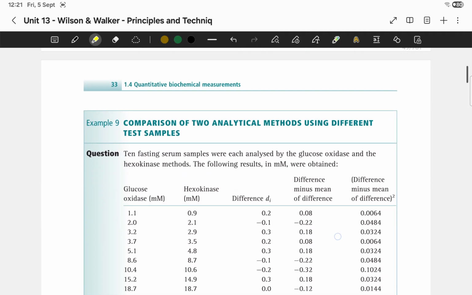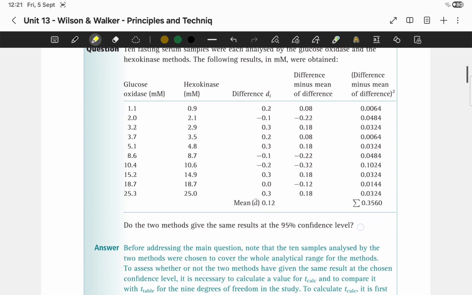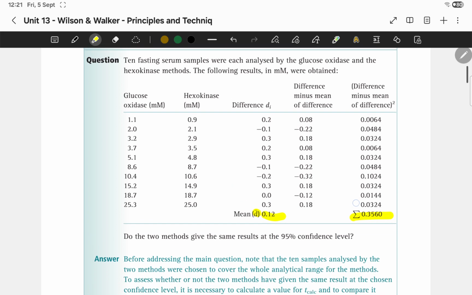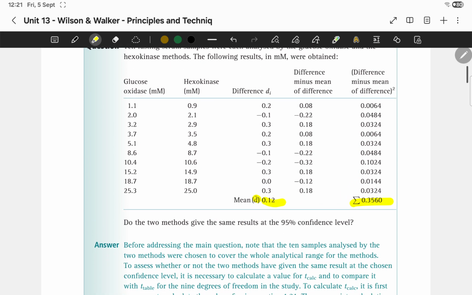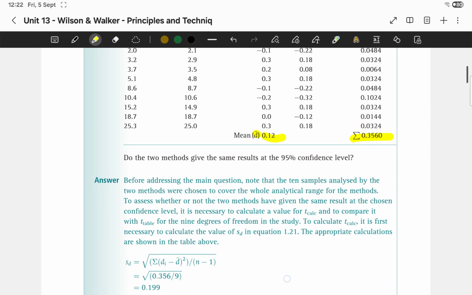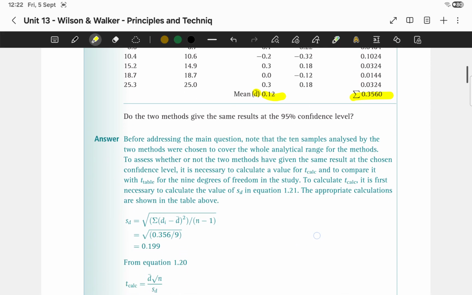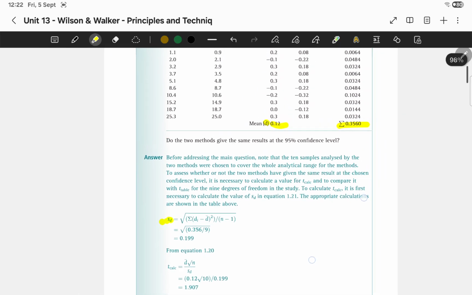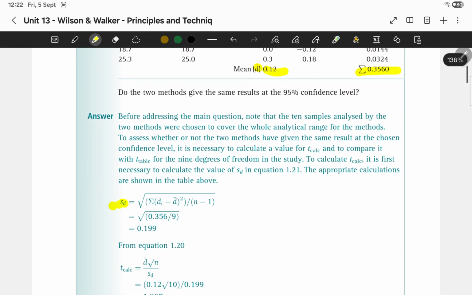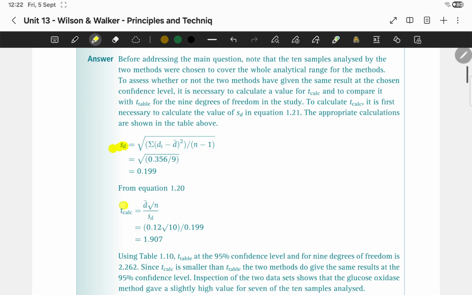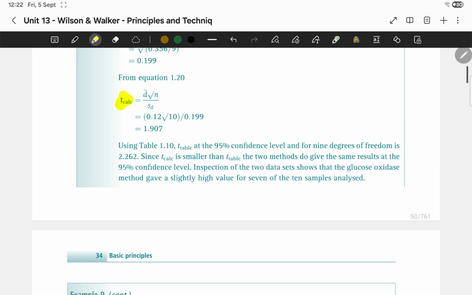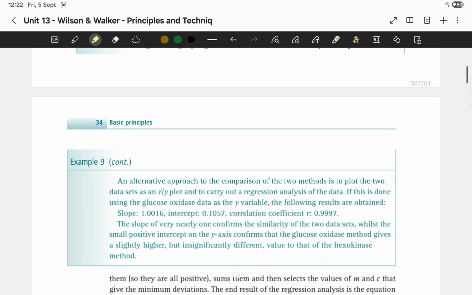comparison of the two analytical methods used. So take this, t gives the mean, the difference of means. Do the two methods give the same result? We find the standard deviation with this. From the equation we use, we find t calculated. Now we will be comparing it to the table.